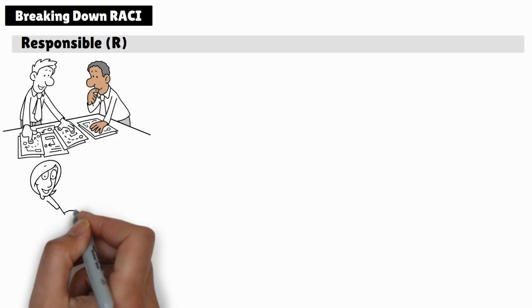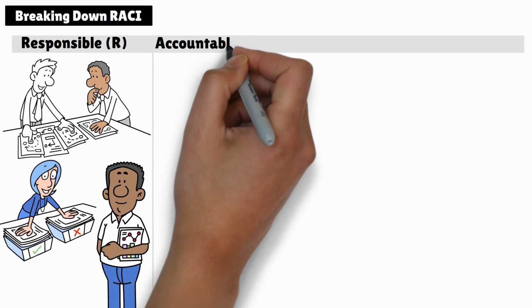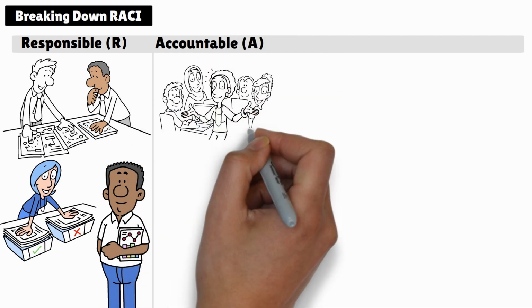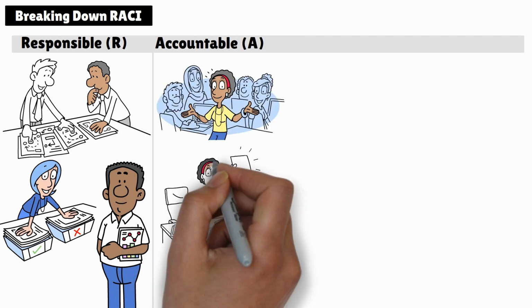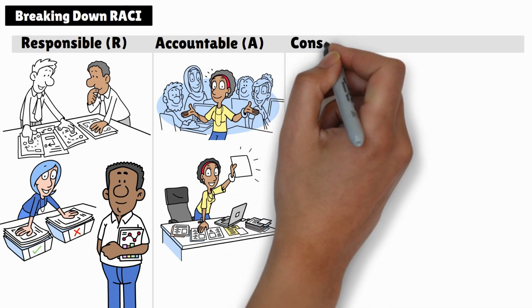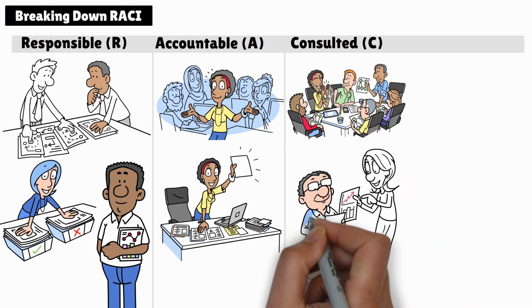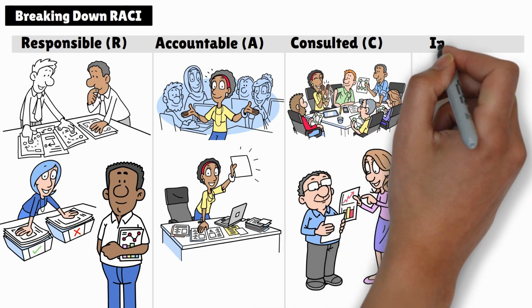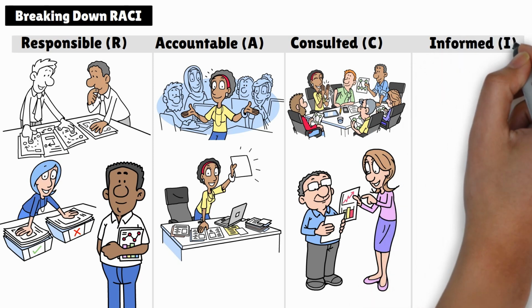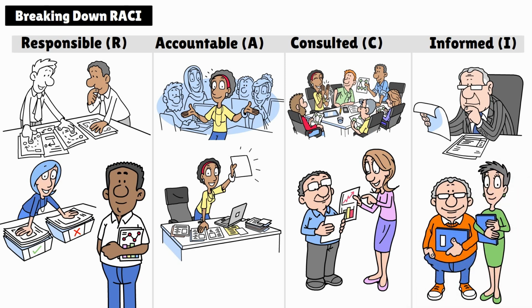Let me break it down further. Responsible. This is the person who does the work. Every task must have someone responsible for it. Accountable. This is the person who ensures the task gets done. There's only one person accountable for each task to avoid confusion. Consulted. These are the people whose opinions are sought, usually subject matter experts or key stakeholders. Informed. These are the people who need to be kept in the loop about progress or decisions, but they're not directly involved in the work.